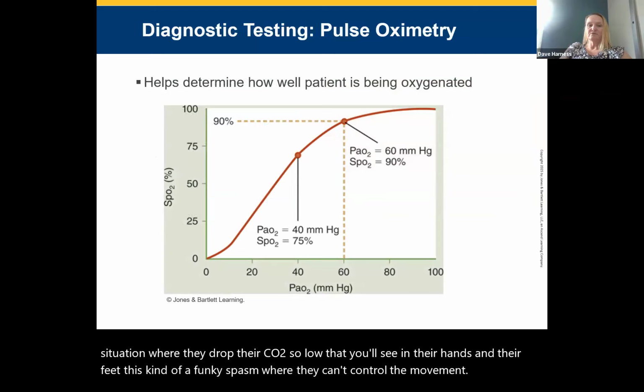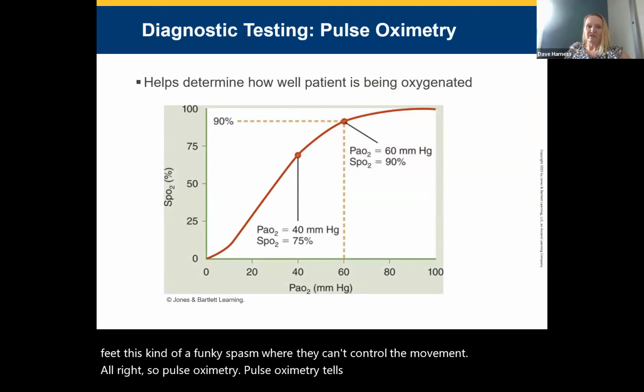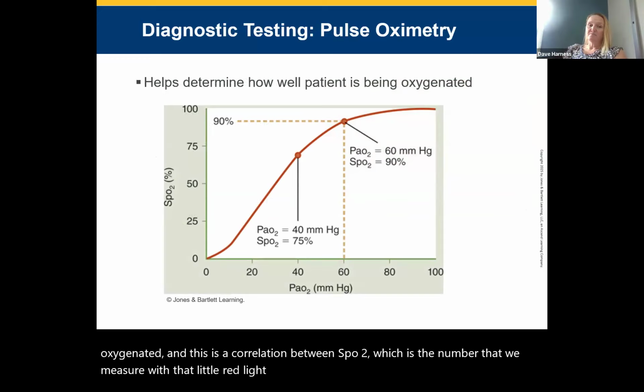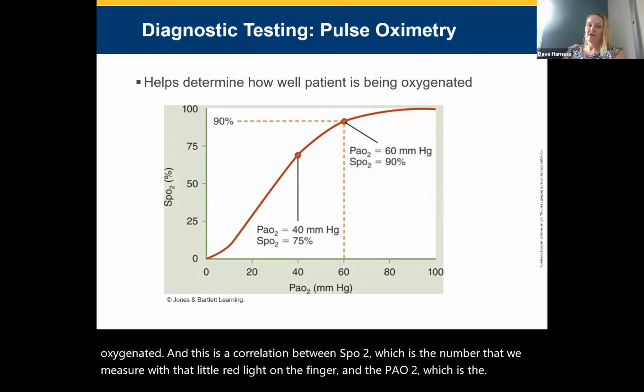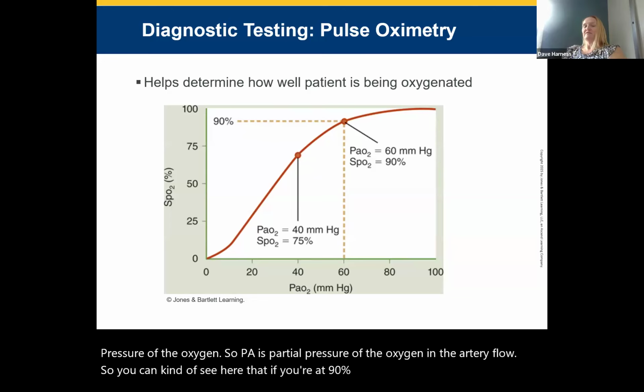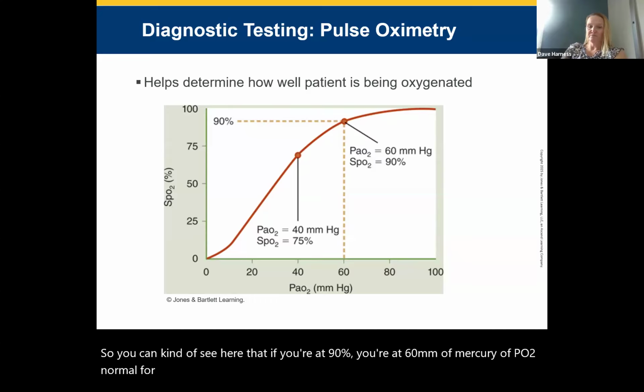All right, so pulse oximetry. Pulse oximetry tells us how well the patient is being oxygenated, and this is a correlation between SpO2, which is the number that we measure with that little red light on the finger, and PaO2, which is the partial pressure of the oxygen in the arterial flow. So you can see here that if you're at 90%, you're at 60 millimeters of mercury of PO2. Normal for PO2 is 80 to 100, and normal for SpO2 is 93 to 98%.